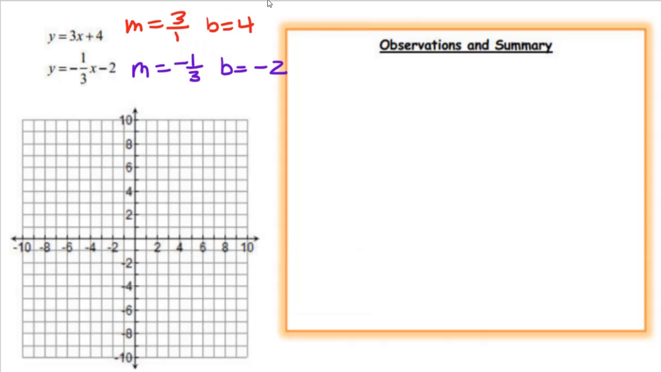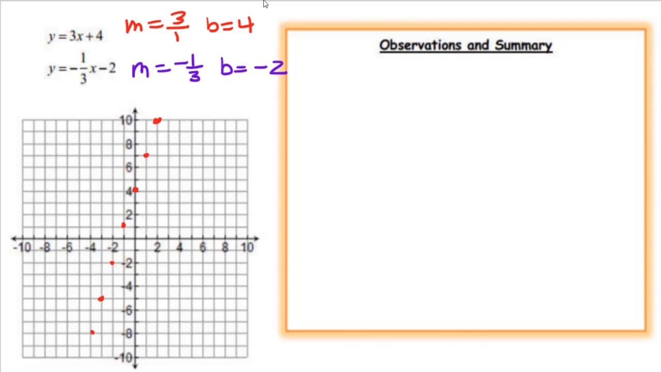Alright, so let's start graphing. Let's graph that first one. Begin at 4, up 3 over 1. 1, 2, 3 over 1. And then I'm going to go down 3 to the left 1. Down 3 to the left 1. And I can't fit any more. Alright, so there's my first line.